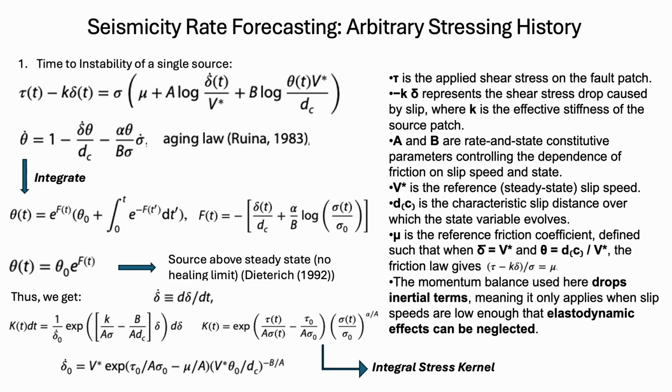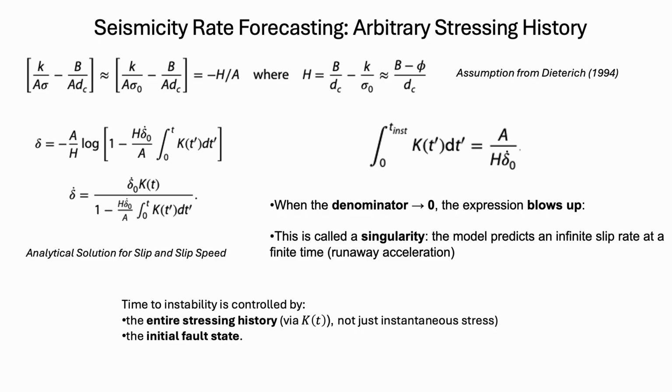The momentum balance used here does not consider the inertial terms and only applies when slip speeds are very, very low and any kind of elastodynamic effects can be eliminated. So using the formulation for the stress kernel over here, we again use one of the assumptions from Dietrich to simplify this term within the stress kernel: K by A sigma naught minus B by A D sub C is equal to minus H by A.